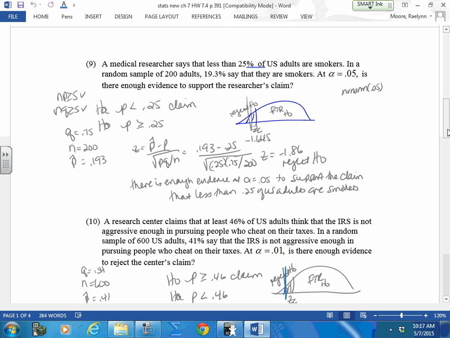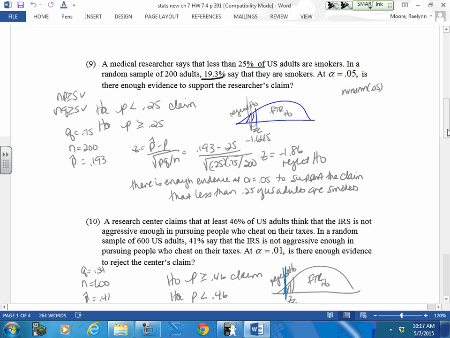Your claim was your HA, so you're going to use the word support. If your claim is your H0, you're going to use the word reject. Make sure you even spell that claim out to me. And some of you are having problems with this.